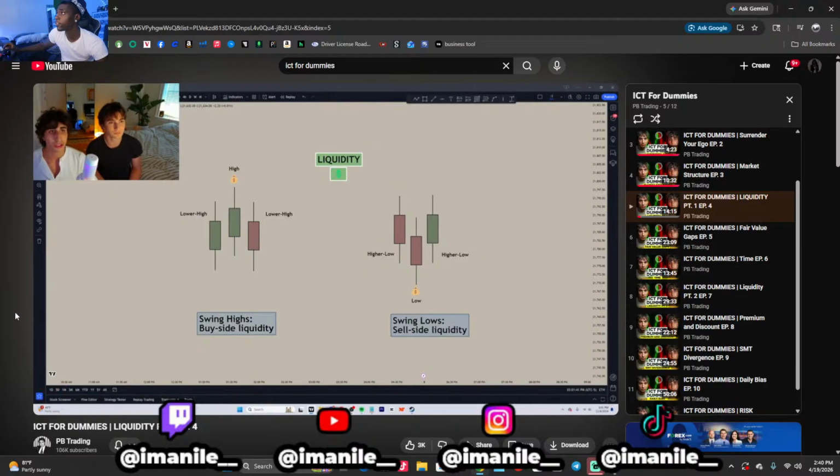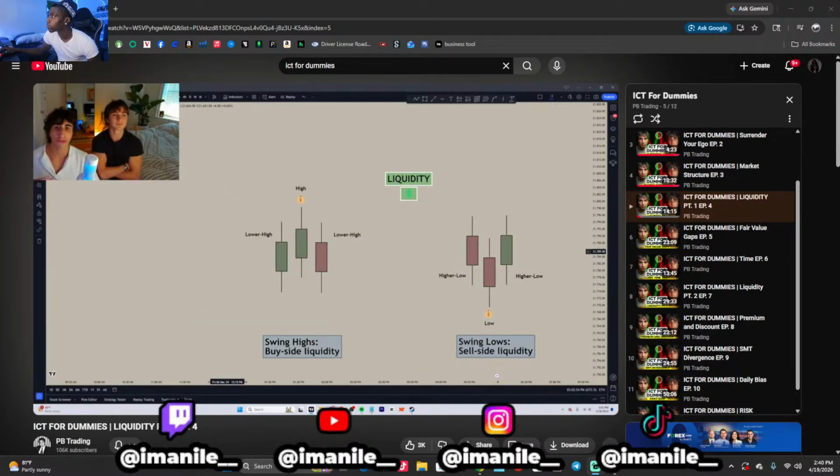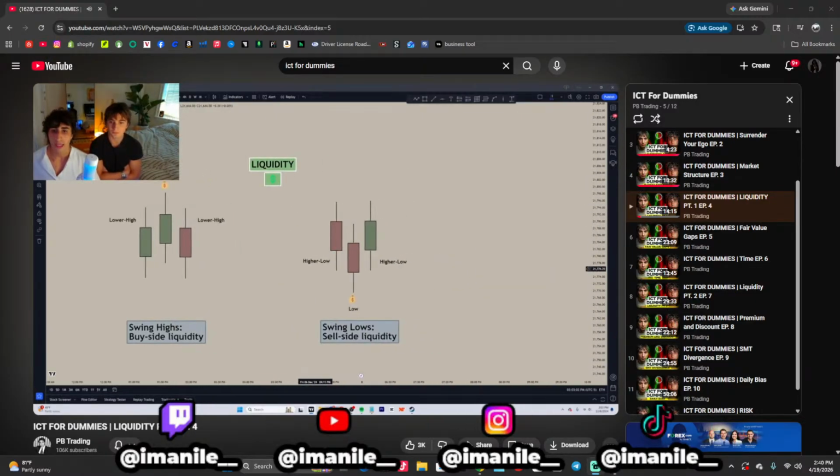The market makers, the big money, when they need to fill their orders, they need to grab this cash that is resting in the market to then move price in the way that they want to. And where is this cash lying, you may ask? Well, it's going to be resting in swing highs and swing lows. This candle formation is a 3-candle pattern. A swing high is a lower high, a high, and then another lower high. And a swing low is a higher low, a low, and then a higher low.